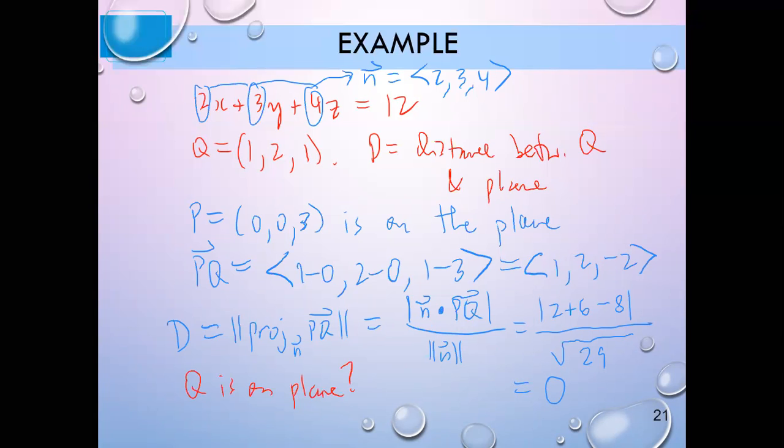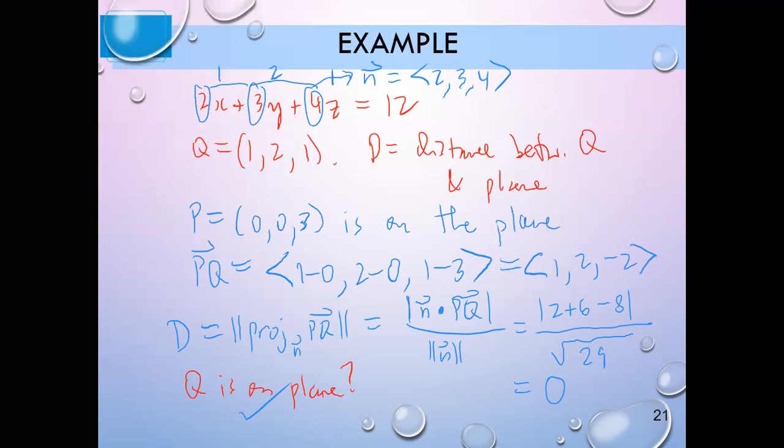Well, yeah, because think about it for a second. What if you plug in 1, 2, and 1 in for X, Y, and Z? That would give us 2 plus 6, which is 8, plus 4, which is 12. And so it is indeed on the plane. So right, our little distance formula actually caused that to happen automatically. I think that's pretty cool. Yeah? All right.